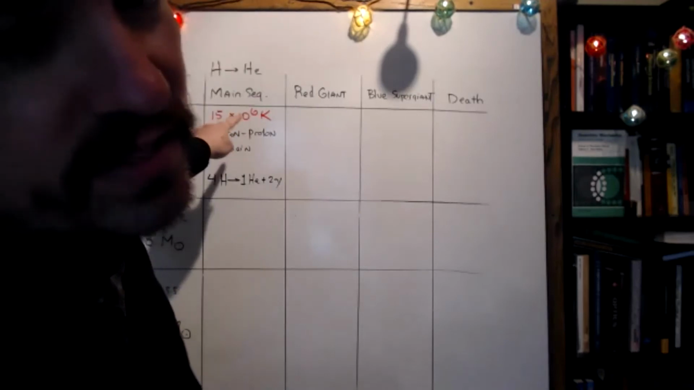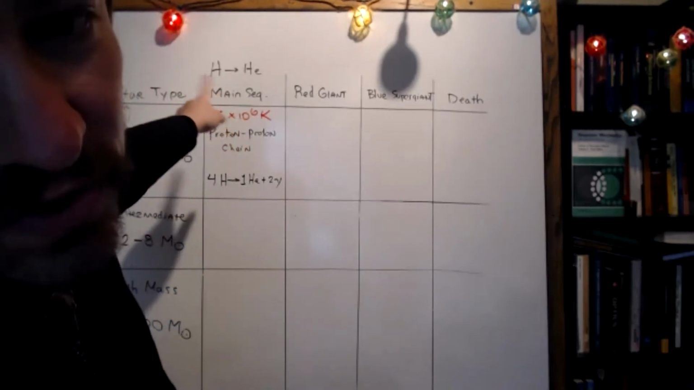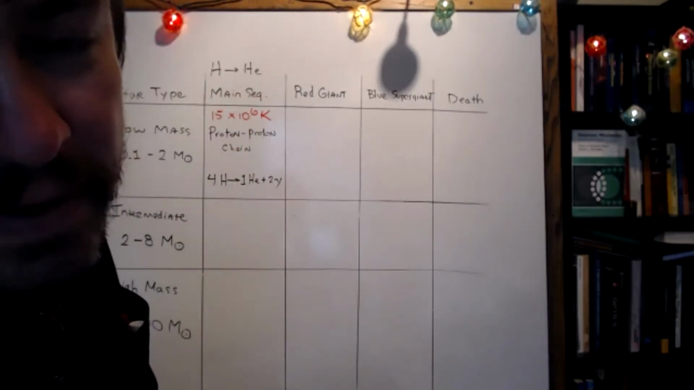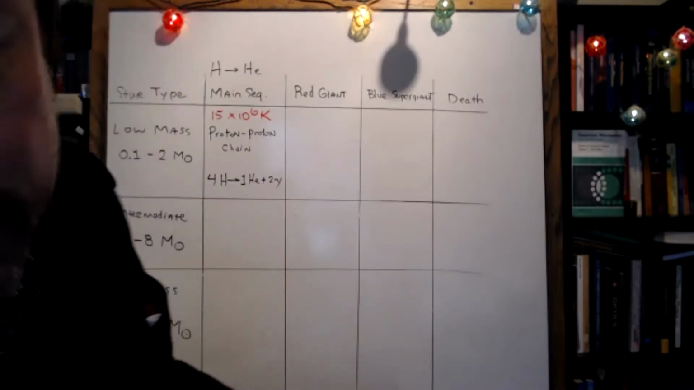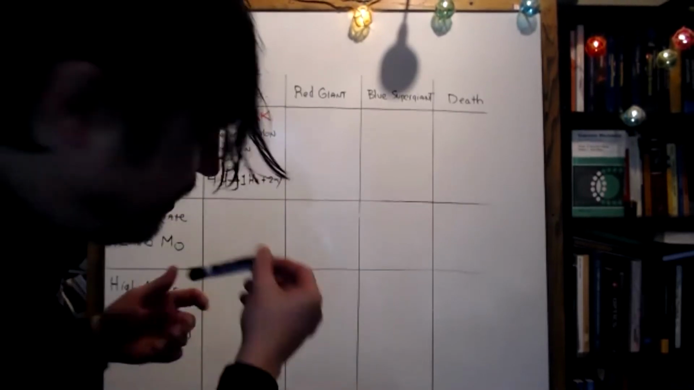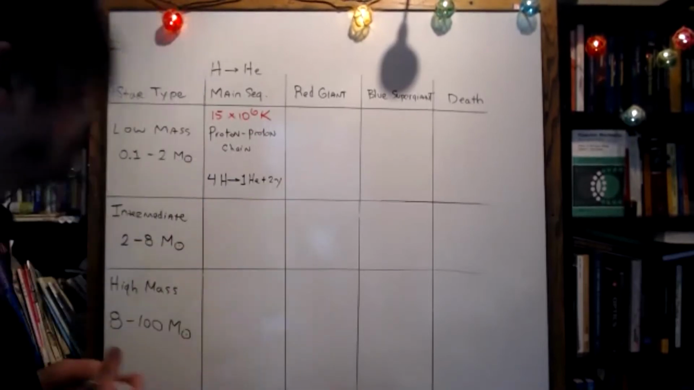If you go to higher temperatures than this, nature will still fuse hydrogen to helium, but nature comes up with a different method of doing it. And it's got a kind of confusing name. It's known as the CNO cycle.